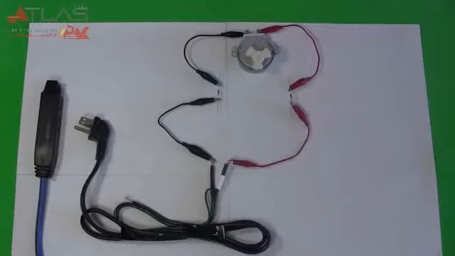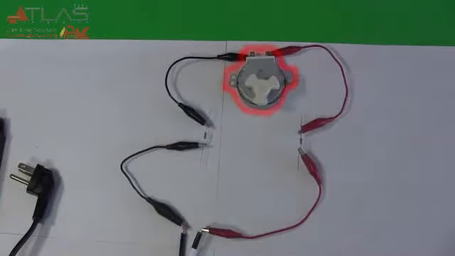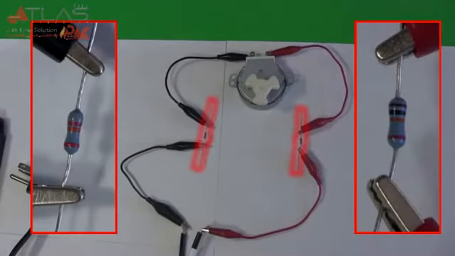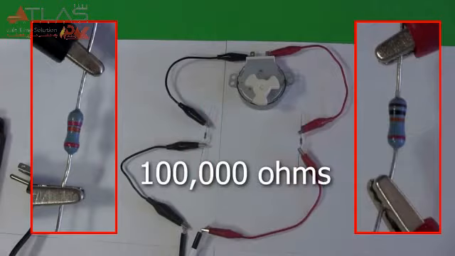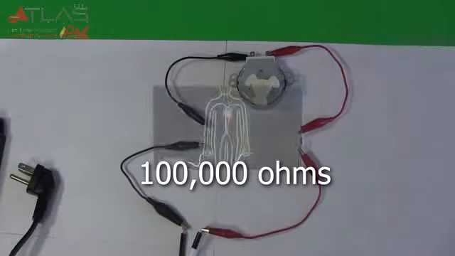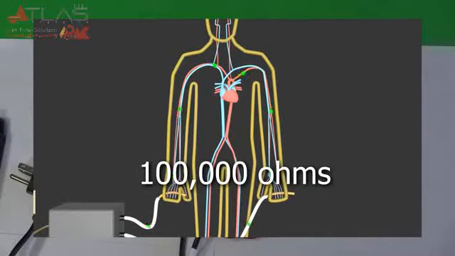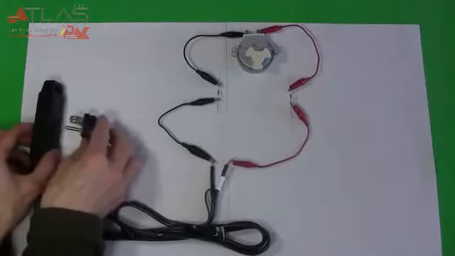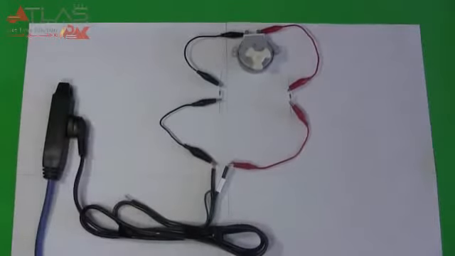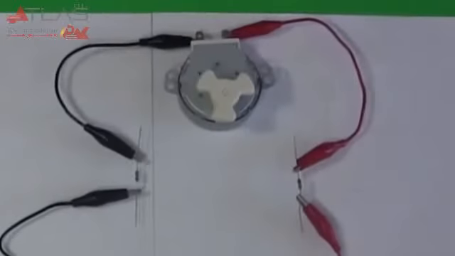Let's look at an analogous electrical circuit. This motor represents the heart, these wires are the blood vessels, and these resistors are the dead skin that provides most of the resistance to the flow of current. The values of these resistors add up to 100,000 ohms. That's the same resistance that a body with dry skin has. We'll use household electricity, which here is 120 volts AC. When I plug in the electricity, the motor doesn't turn. That's good. That's analogous to the heart being protected by the skin resistance.